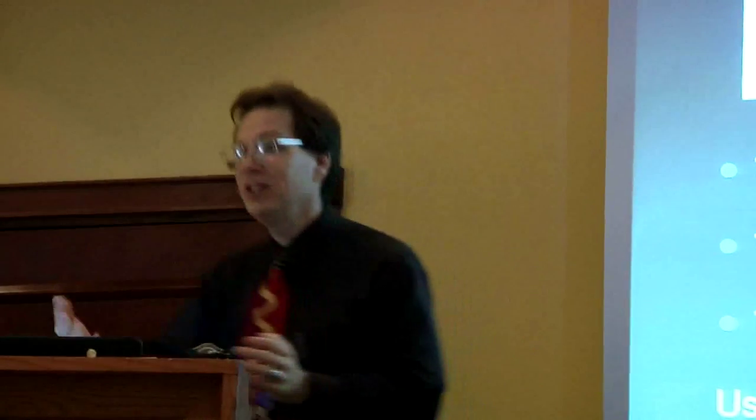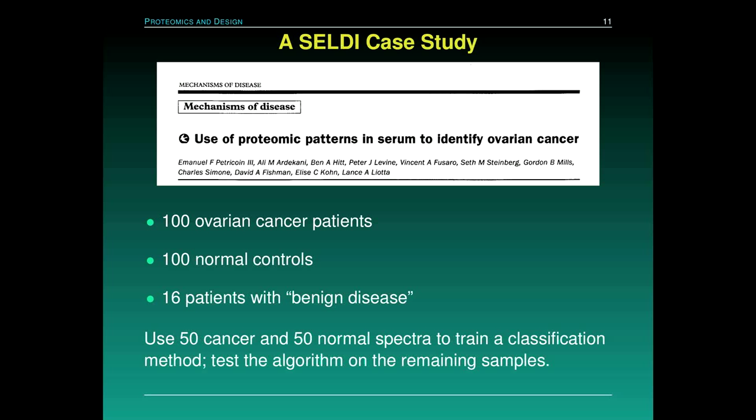So if we could have an early detection scheme that didn't involve opening up the abdomen and looking around, if we had something like a blood test, that would be great, and it could presumably reduce the lethality of the disease a good deal. So how'd they do this? Well, they started with spectra from 100 ovarian cancer patients and 100 healthy controls, and they also started with spectra from 16 patients with benign disease, ovarian cysts.